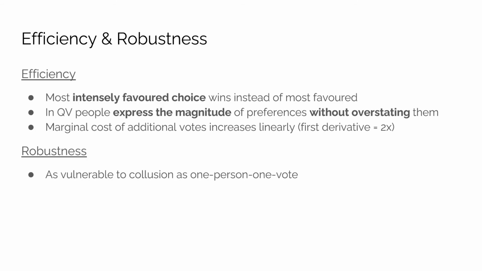Robustness. Quadratic voting is still open to collusion. However, it is less prone to the underdog effect, one of the possible explanations for Trump's victory in 2016.